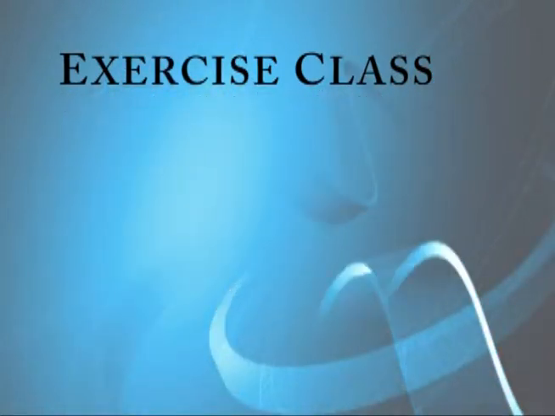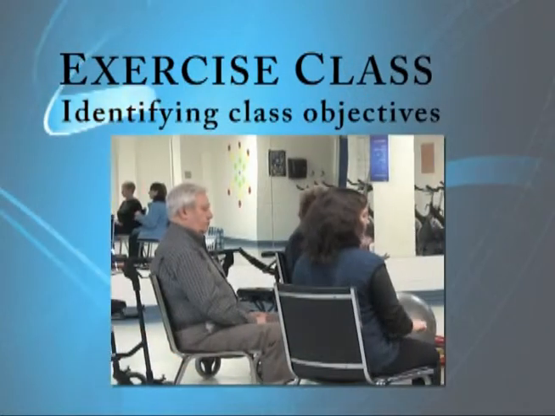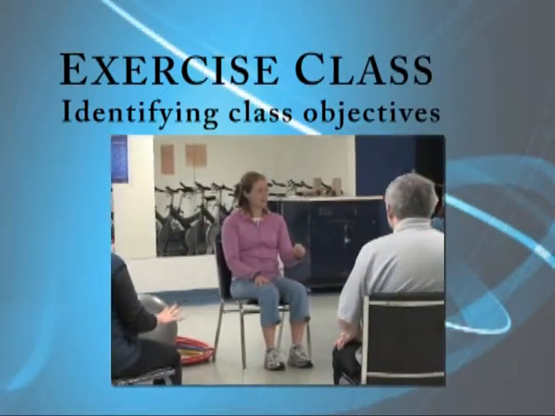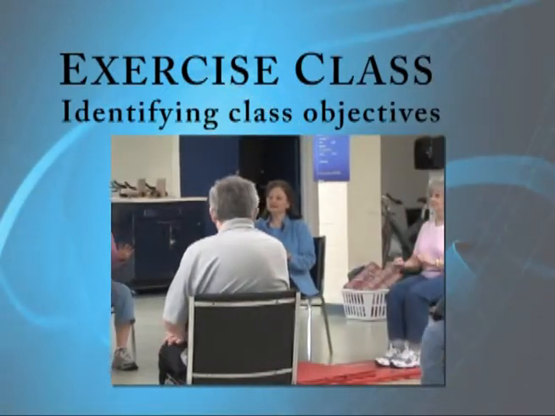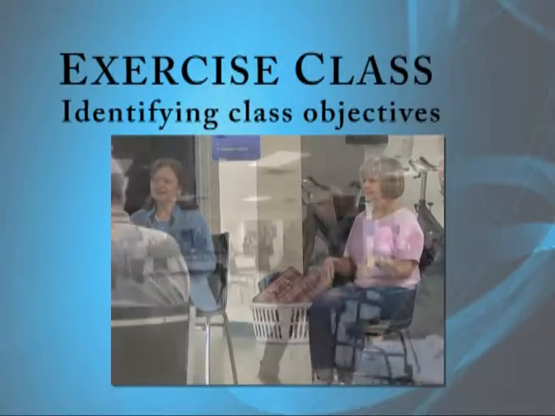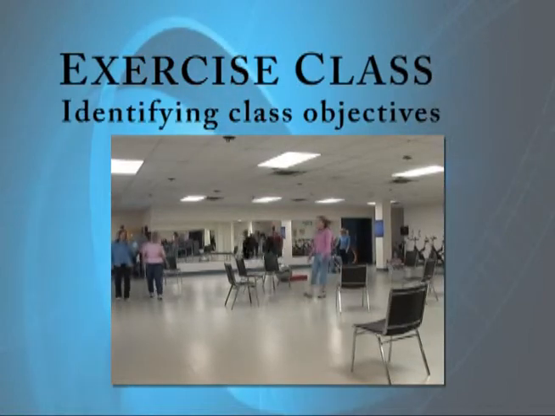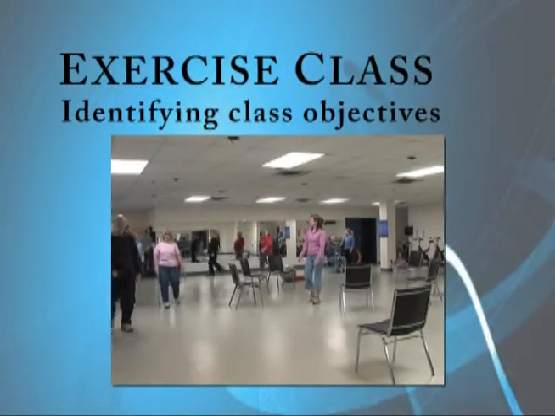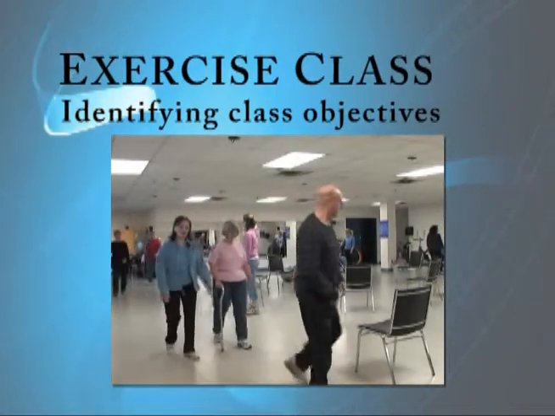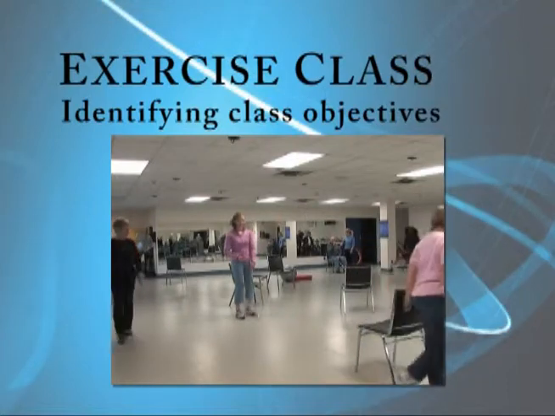A fourth factor to consider is the identification of class objectives. Over the 8-week session, your class plans will reflect the ability of the group of participants to progress through the exercise program. Each class may have a slightly different objective. For instance, in the first few classes, the objective might be to instruct participants to perform the exercises correctly.